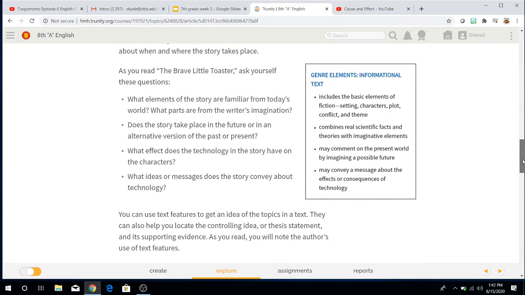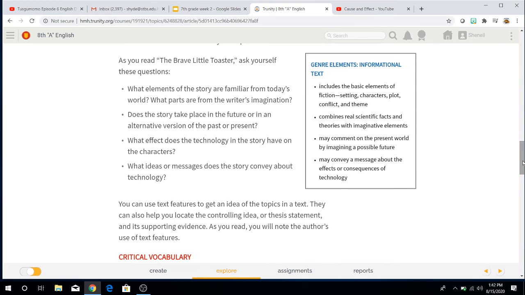Now, as you read The Brave Little Toaster, ask yourself these questions. What elements of the story are familiar from today's world? That's basically asking you, what similarities can you see in the story with things that have happened right now in the world? What parts are from the writer's imagination? This means the idea came completely from his head, like his imagination. He created all of that, or she.